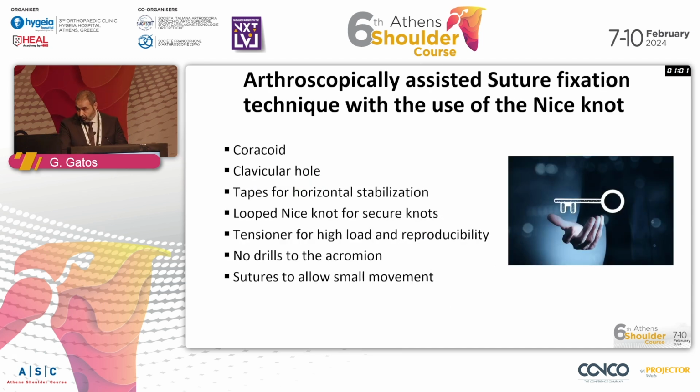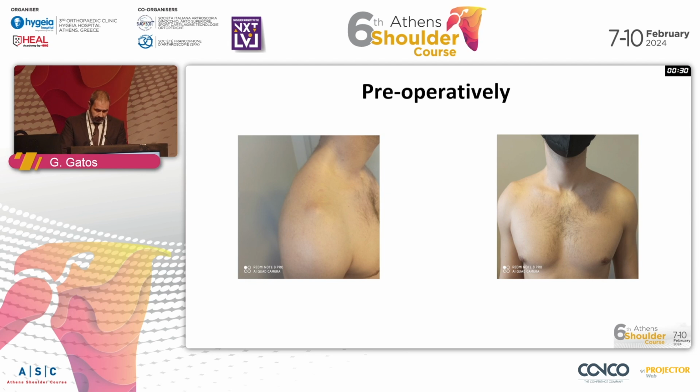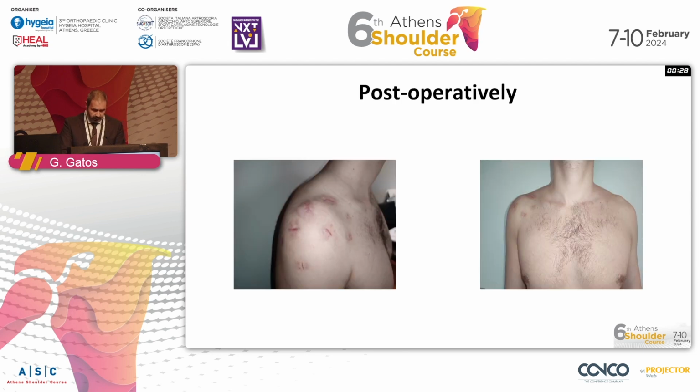So we go around the coracoid, and we do 1 clavicular hole. The osteolysis might be a problem there, but as I'll say later, we haven't seen something like this yet. It's difficult, though, to aim through the clavicle to the coracoid. We use tapes for horizontal stabilization, also looped, Nice knots for secure knots, and a tensioner. We do no drilling to the acromion, and the sutures allow small movement in all planes.